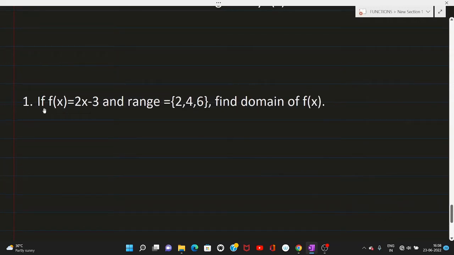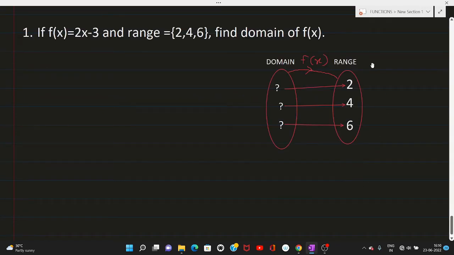Question number 1. If f of x is equal to 2x minus 3 and range is equal to 2, 4, 6, find the domain of f(x). To simplify this question, let's take the help of a diagram, balloon diagram or Venn diagram. In this diagram, we have mentioned range 2, 4, 6 and we need to calculate domain.